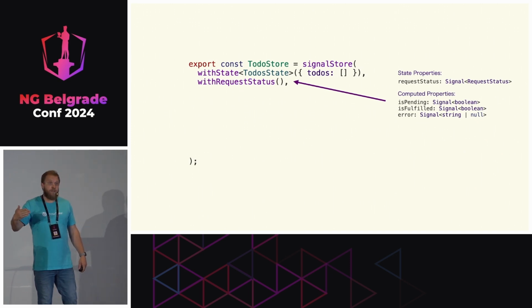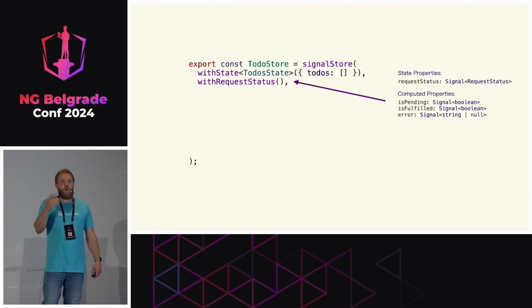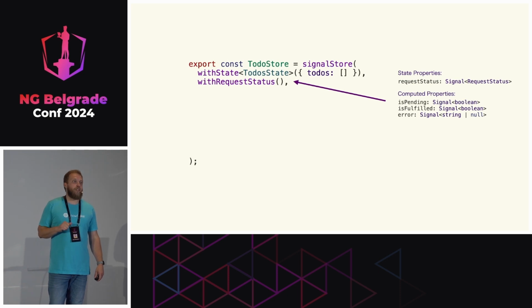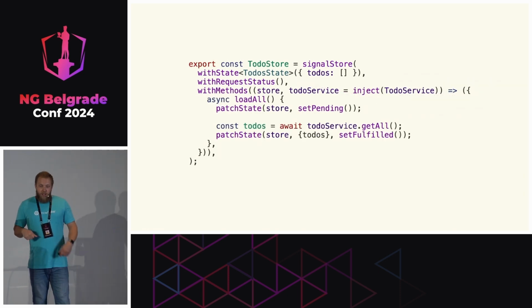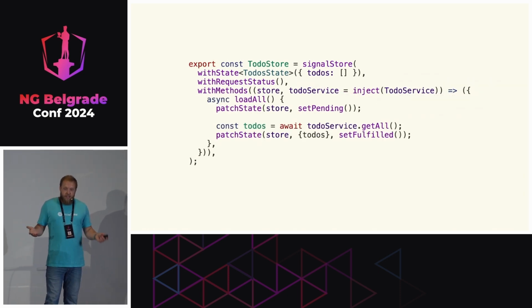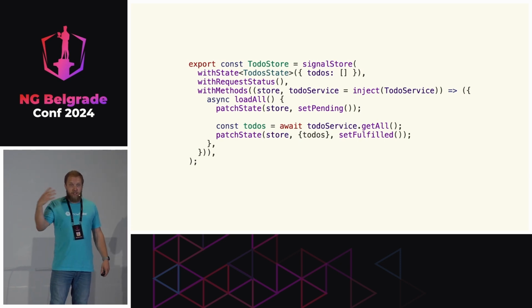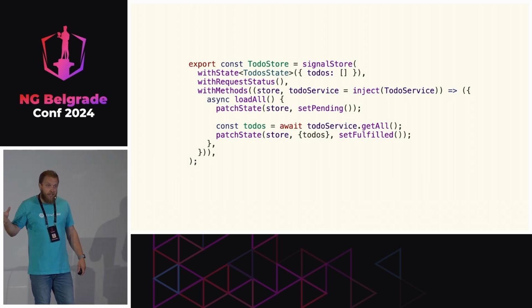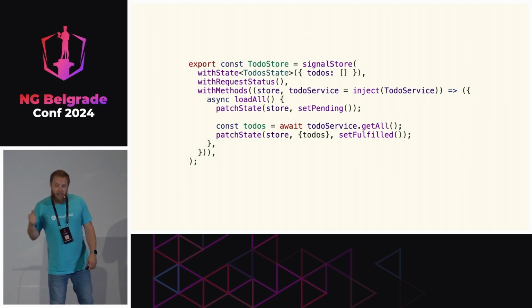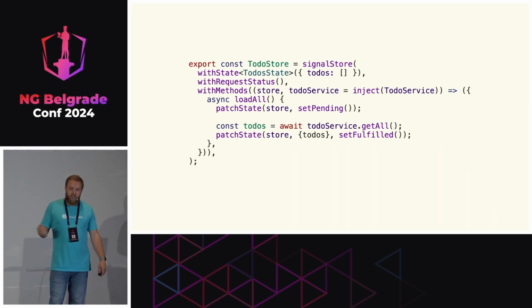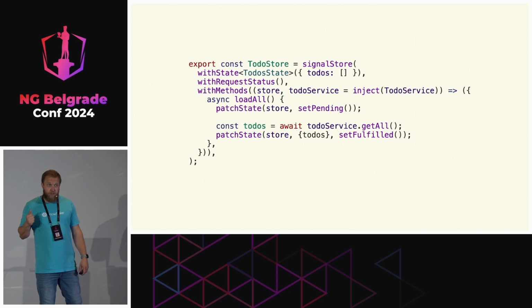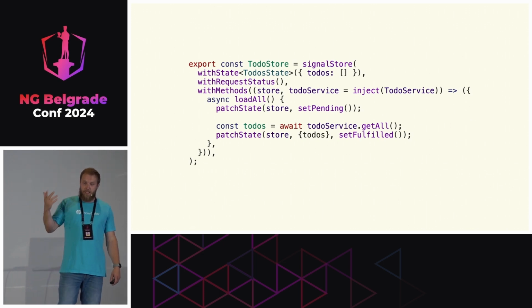And you can use them further in the store or in the consumer where you consume the store in your component. So, for example, we'll add a few methods like, we'll inject this todo service, we'll load the todos, we'll patch the store with the set pending when it's loading, and then once it's fulfilled, we can patch the state with those to-dos that we got from the service and set the fulfilled state as well.